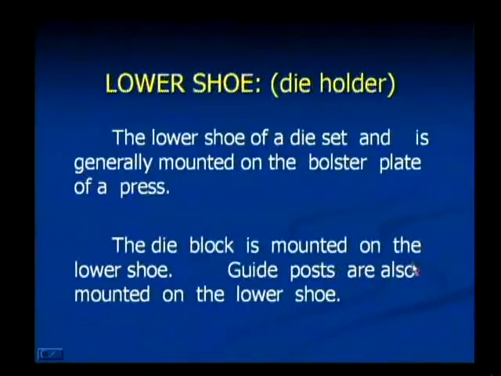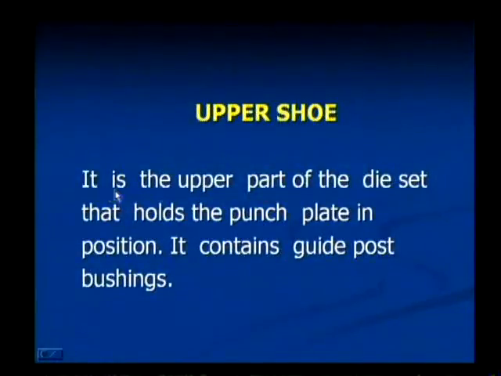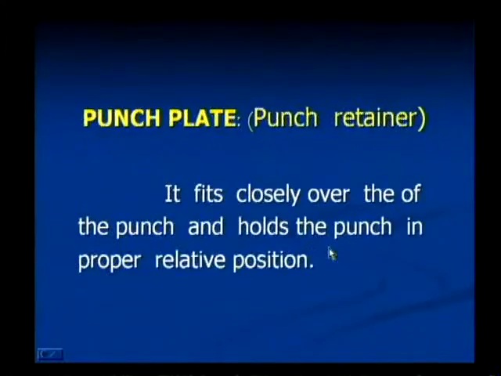The die block is mounted on the lower shoe. The guide posts are also mounted on the lower shoe. In fact, the guide posts are required to guide the proper motion of the ram, so that no misalignment will take place. Upper shoe. It is the upper part of the die set that holds the punch plate in position. It contains guide post bushings into which the guide post is moving.